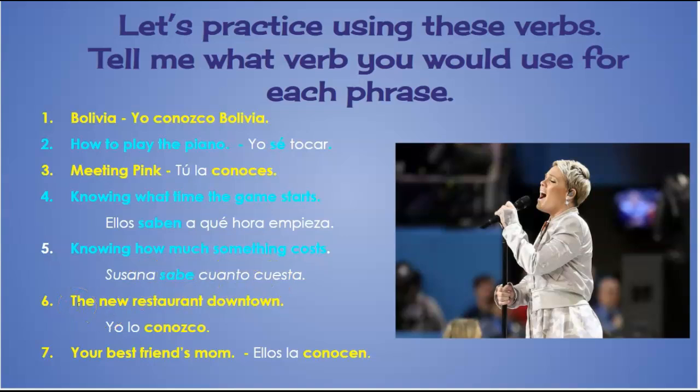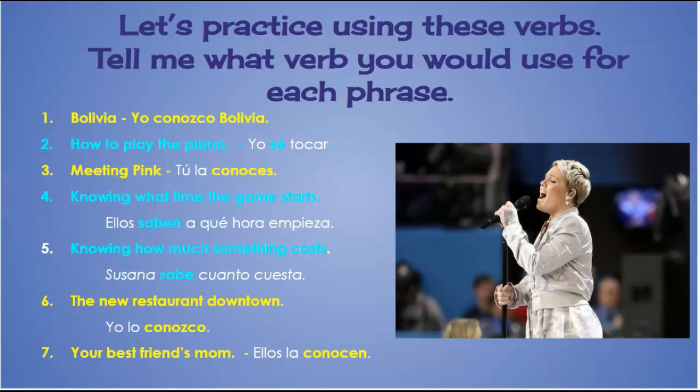The new restaurant, yo lo conozco. Now I know that I'm using lo because I'm talking about it, the restaurant. I know it. I'm familiar with it. Sí, yo lo conozco. And then your best friend's mom, do they know her? Well, yeah, ellos la conocen. La refers to her. They know her. Ellos la conocen.